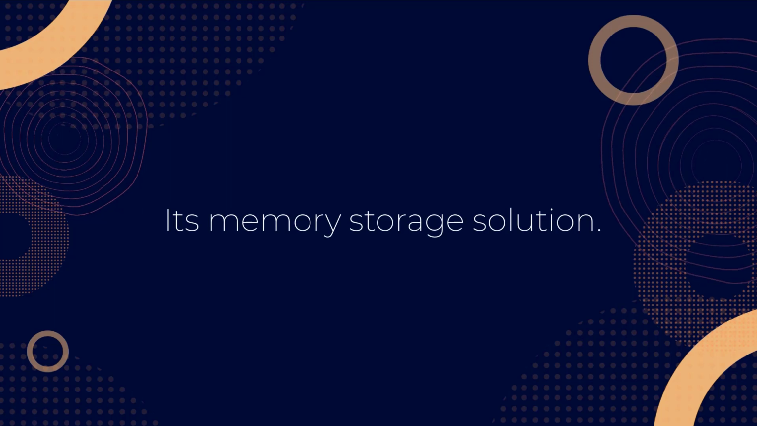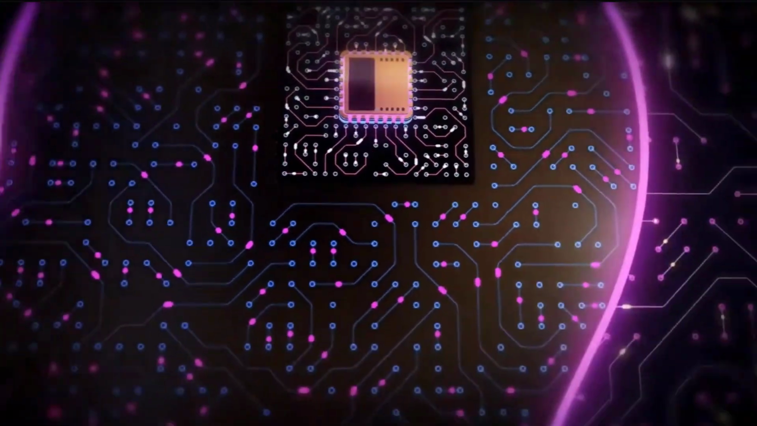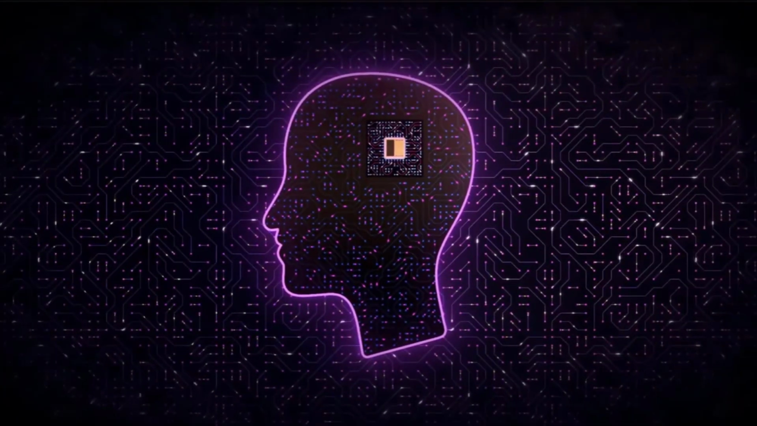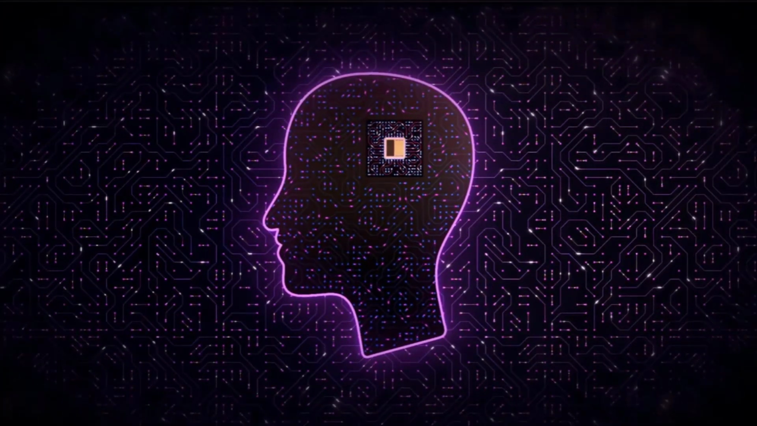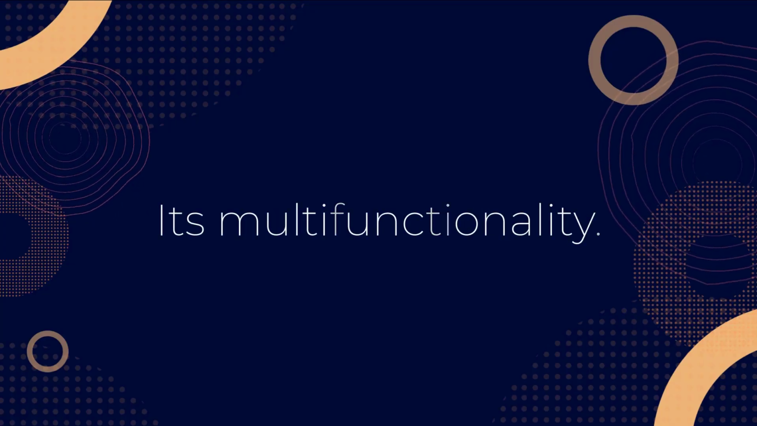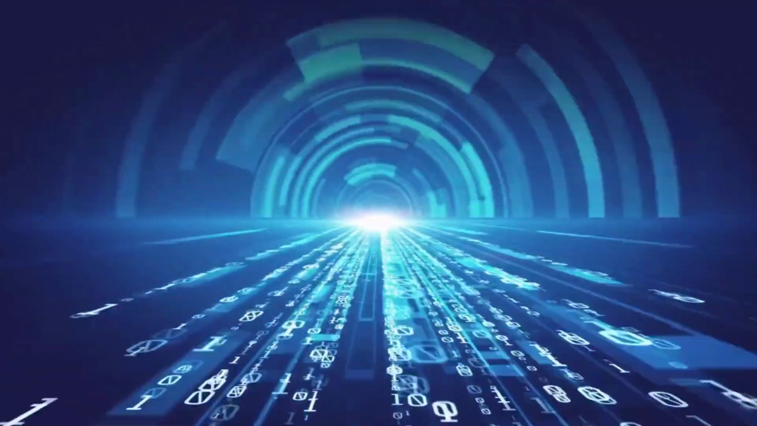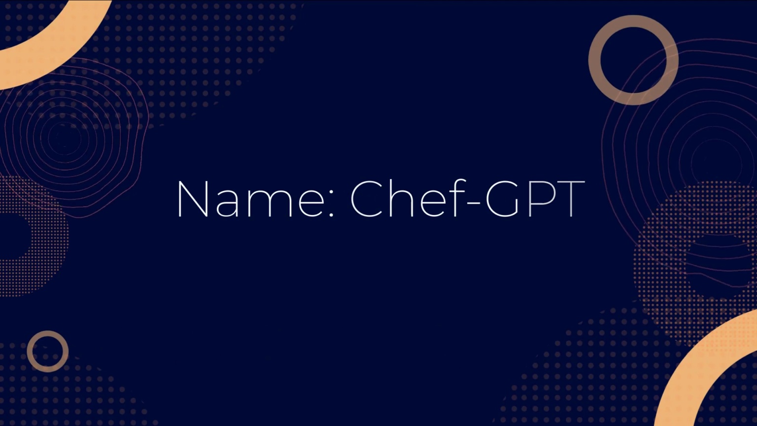Thirdly, its memory storage solution. AutoGPT has been integrated with vector databases, which enable the tech to store information and improve its decision-making process in the future. And then finally, its multifunctionality. It can browse the World Wide Web in a matter of moments, retrieve and store data, and then edit data files if required. For example, name: Chef GPT.